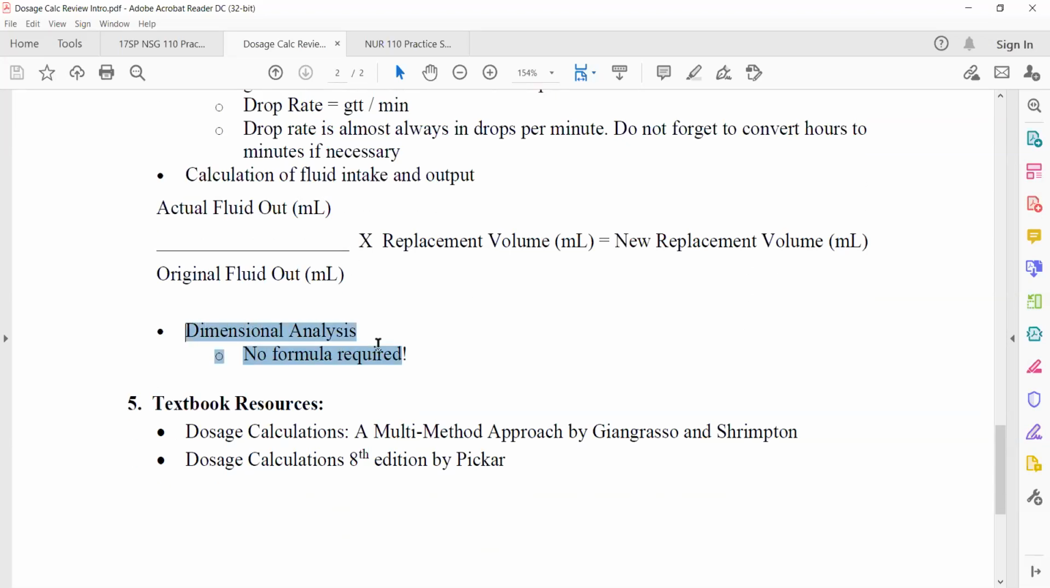What I typically use, and how I will demonstrate when I'm showing you how to do some of these questions, is dimensional analysis. If you don't like dimensional analysis, that's okay. You don't have to use it. I just prefer it because for me, it's easier to demonstrate and show you what I'm trying to show you.